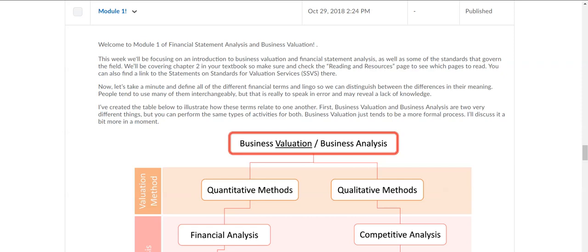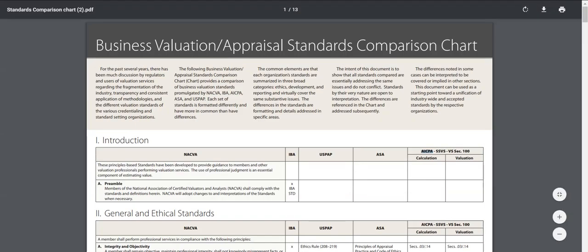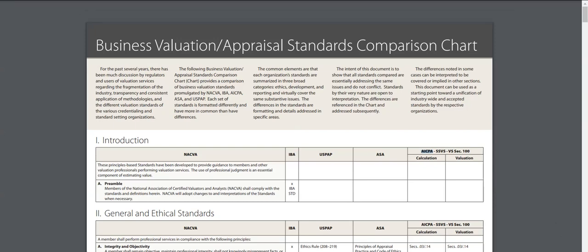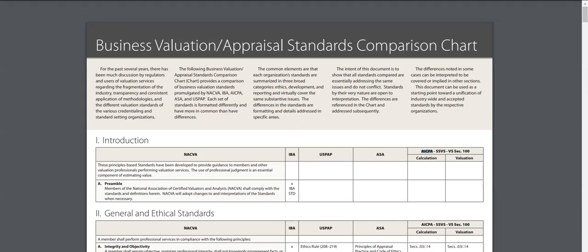But there are also other standard-setting bodies out there, and part of your exercise this week is going to be to go in and look at this sheet. It's the Business Valuation Appraisal Standards Comparison Chart, and it compares the AICPA to other standard-setting bodies. And you may be wondering, well, why are there multiple bodies? These have just developed over the years, at different points in time, by these different entities. There's quite a few reasons why there are multiple, but I think the most important are the AICPA standards.